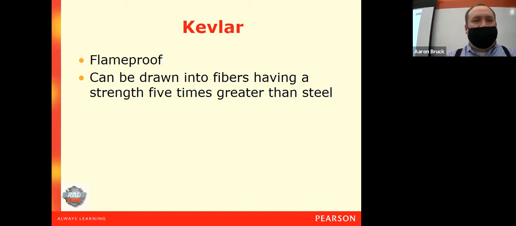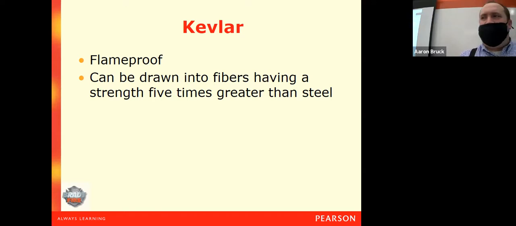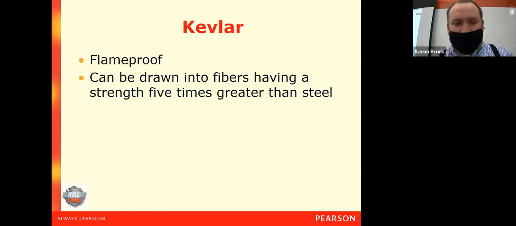So with Kevlar, we can talk about things like bulletproof vests. We can talk about things like certain types of compression material that is going to be protective as well.